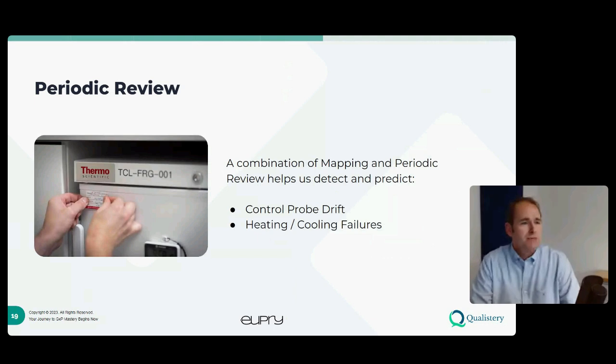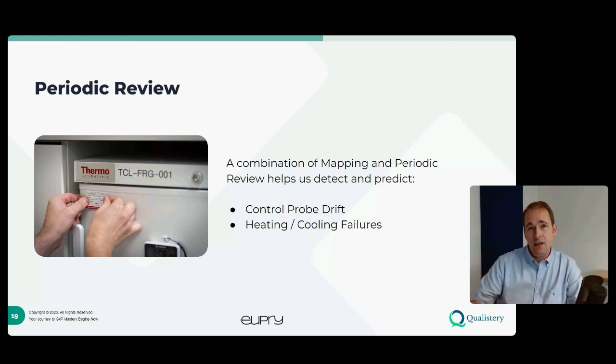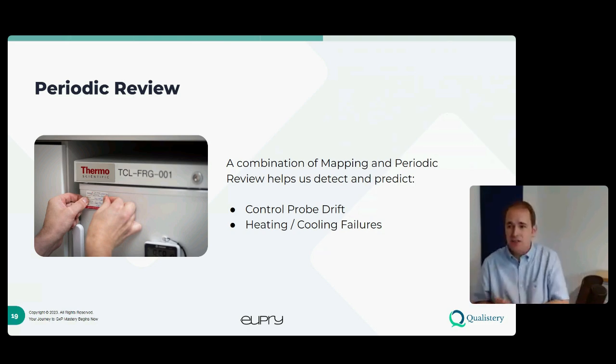So a combination of mapping and periodic review will help us detect and predict things like control probe drifts. It'll also help identify things like heating and cooling failures, if we've got issues with fans, defrost cycles, all of that. So we're looking at using that risk assessment to help identify potential failures. And then we're using things like the alarm probe selection, the frequency of mapping and periodic review, just to make sure that if we do start to see failures, we want to pick that up as early as possible. So we're doing everything that we can to detect it. So we're using that initial qualification and the ongoing requalifications to ensure that it's all okay.